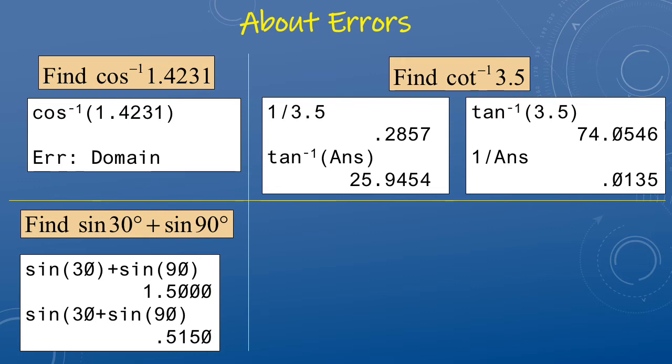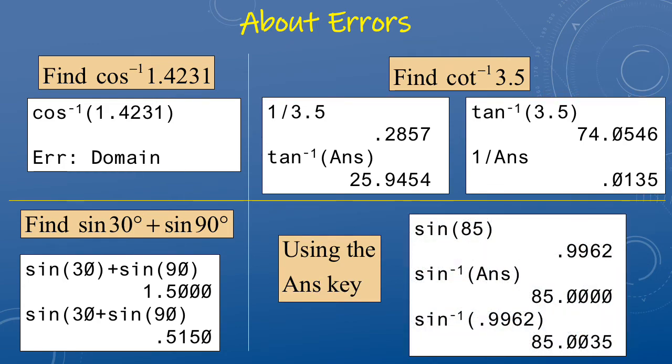However, if you input this quickly, you may forget to close the parentheses after the 30. And if you type in sine of 30 plus sine of 90, then you are really calculating the sine of 31 degrees, which is 0.5150. And again, as I said, you will believe whatever the calculator says. So please be very, very careful when you input information into the calculator.